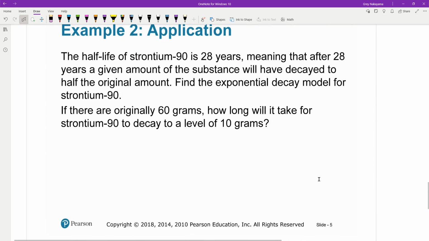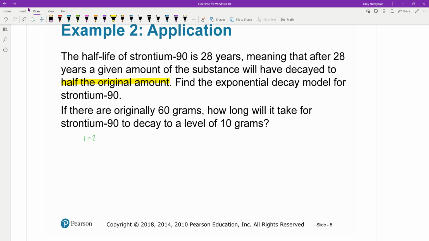Okay, one last problem. We have the half-life of strontium is 28 years, meaning that after 28 years a given amount of the substance will have decayed to half of the original amount. Find the exponential decay model for strontium 90. They didn't give me any kind of numbers. All I know is that it decays and I have to get half the original amount. So whenever you're asked for a half or a doubling, the easiest way to do it is to use the numbers 1 and 2.